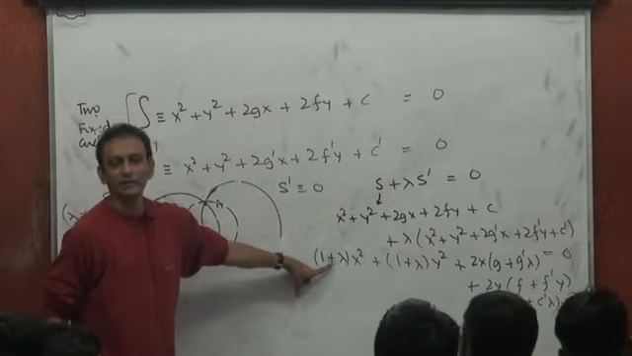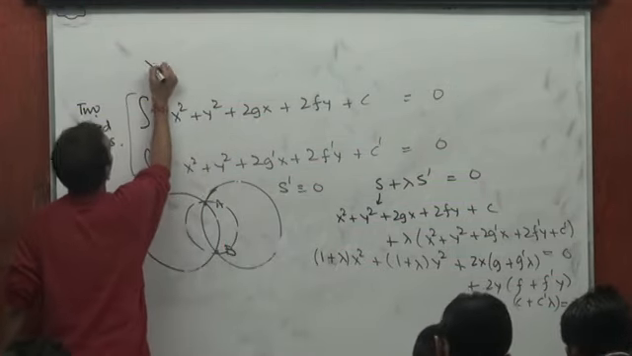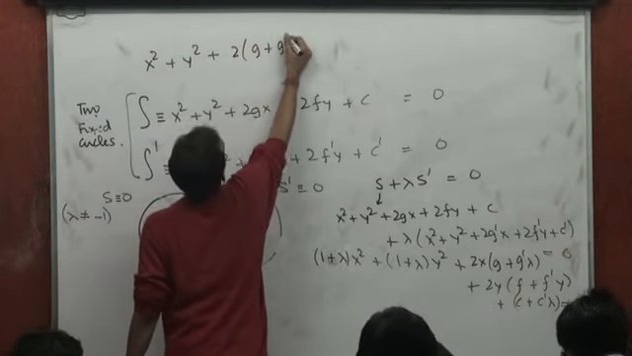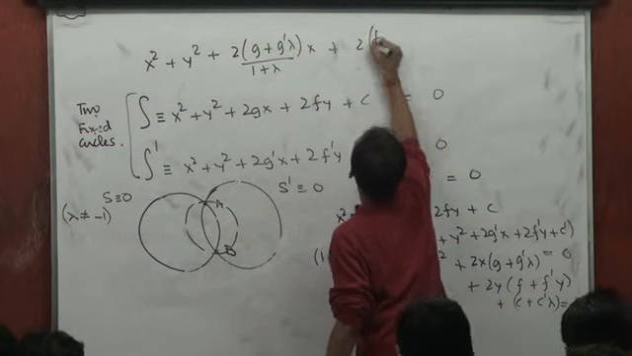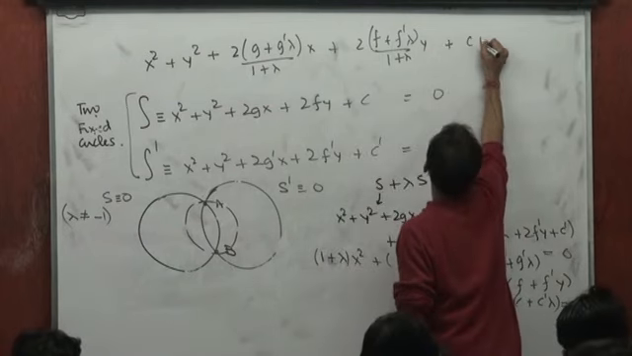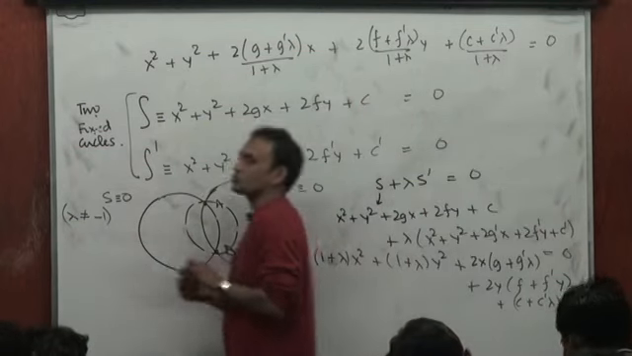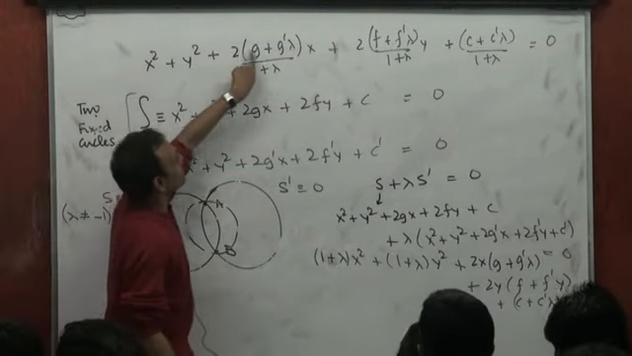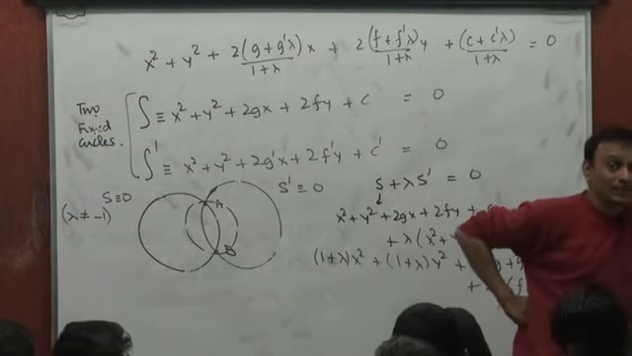Now, I divide by 1 plus lambda both sides. I get x square plus y square plus 2 times (g plus g prime lambda) by (1 plus lambda) into x plus 2 times (f plus f prime lambda) by (1 plus lambda) into y plus (c plus c prime lambda) by (1 plus lambda) equal to 0. This is what I get as the equation. Hey, but what is this? It's a circle. Realize that x square plus y square plus something into x plus something into y plus something equal to 0 is the form of the equation of a circle, right?